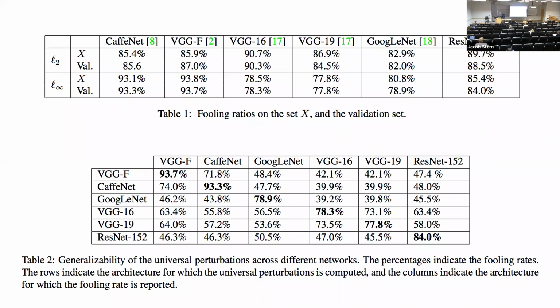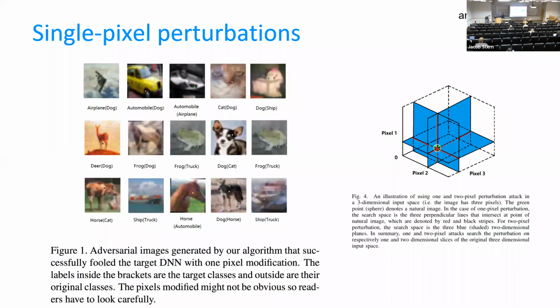And actually, we're going to hold off on the example of a universal perturbation. This is another approach that no longer takes into account all the pixels of an image. It takes a single pixel, and they were able to show that by changing a single pixel of the input image, the network was fooled into misclassifying.